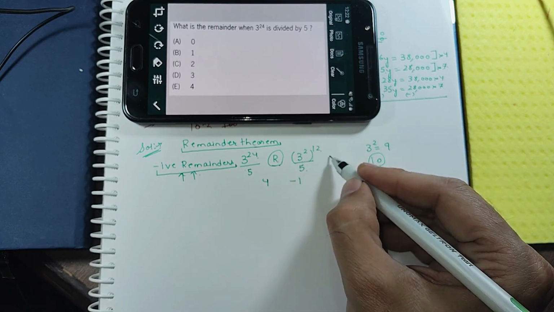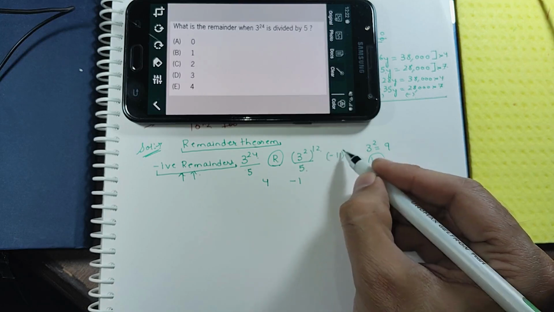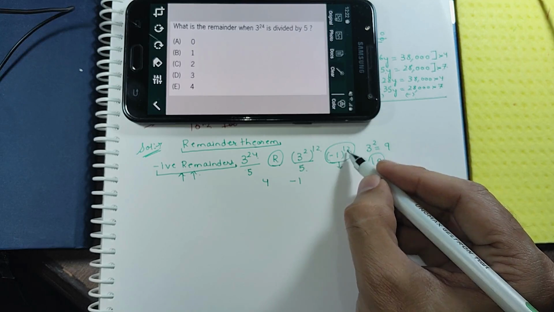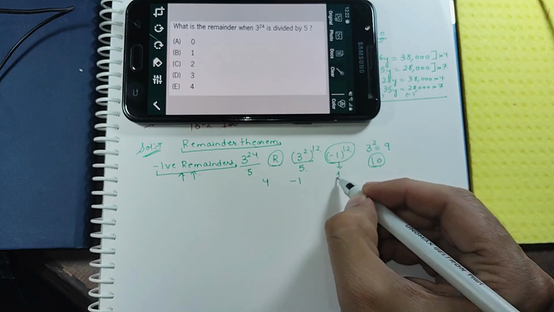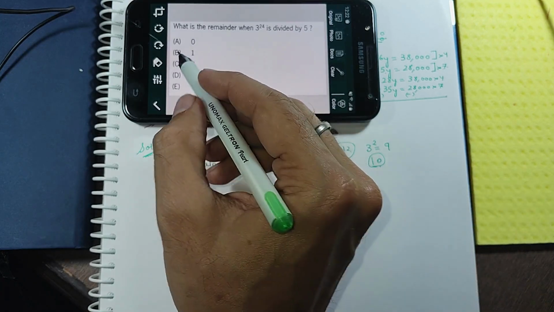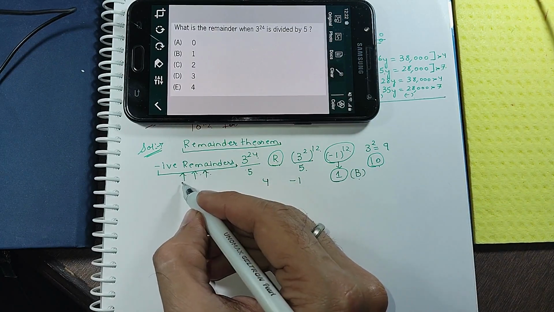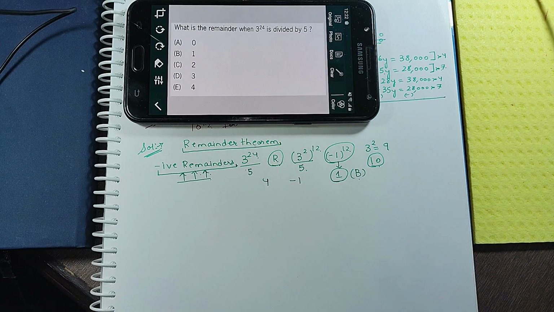Right? So I can say that it will yield us a remainder of minus 1 raised to power 12. And anything raised to power minus 1 raised to an even power always yields positive 1. So in this case the remainder will be option B. Right? So this is a concept of negative remainders and a very important concept. I have made a lot of questions regarding this.